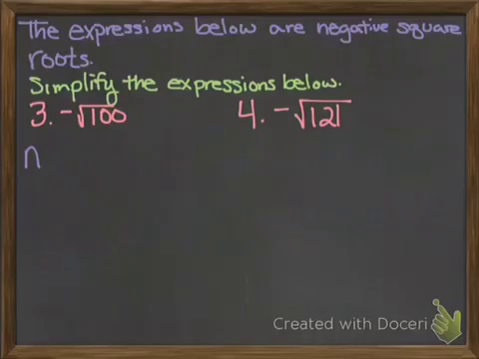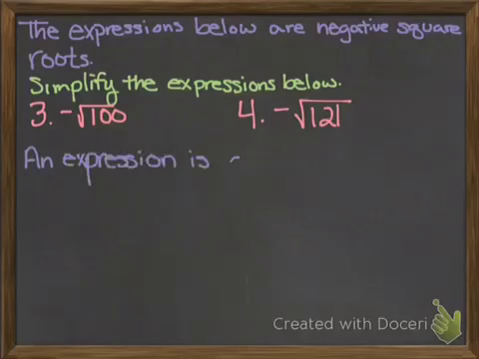So I'm going to give you a few seconds to either pause the video or quickly jot down the answer, and then I'll tell you what the answer is. With number 3, the square root of 100 is 10, so our answer is negative 10. Number 4, the square root of 121 is 11, so our answer is negative 11.